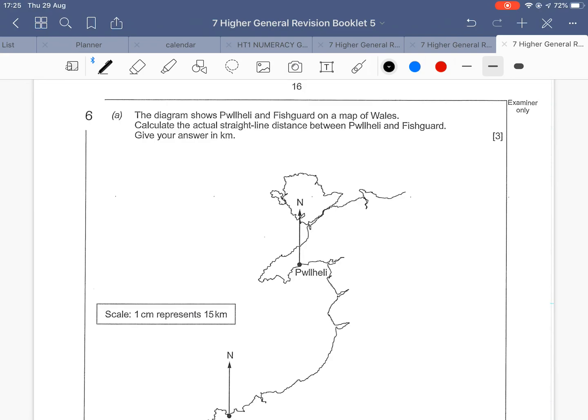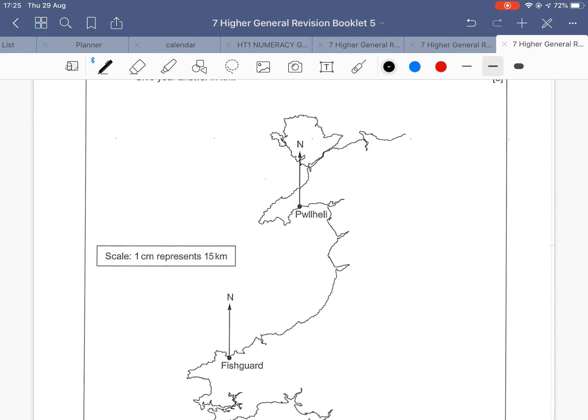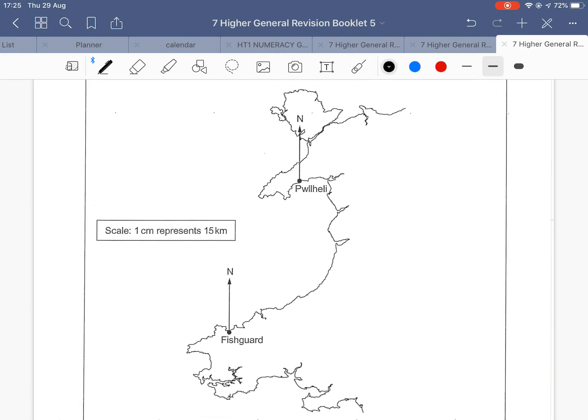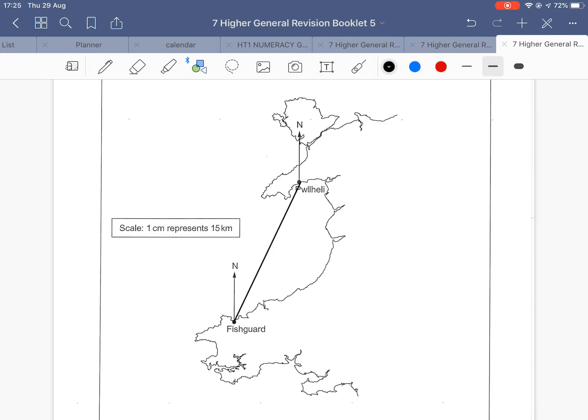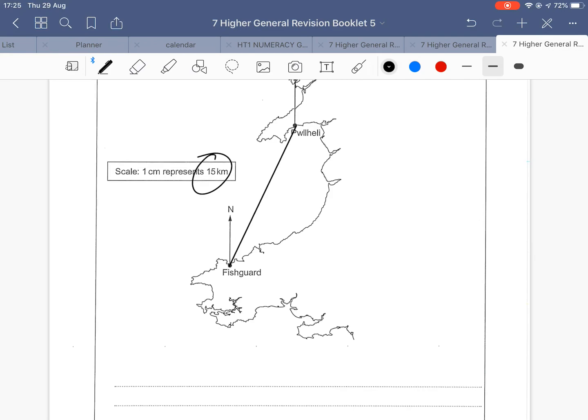Question 6. Diagram shows. Oh gosh, you guys know by now that I can't pronounce names. Pluheli. I don't know. P and Fishguard on a map of Wales. Calculate the actual straight line distance between those two. So, let me see if I can do it on the paper. I don't want to put a ruler against it because I can obviously zoom in and out. But you literally just want to measure that length and then times it by 15.